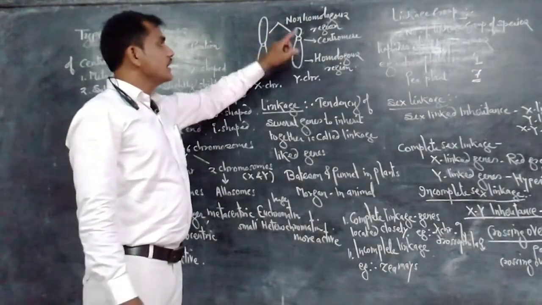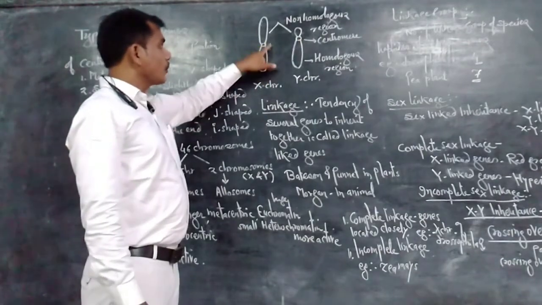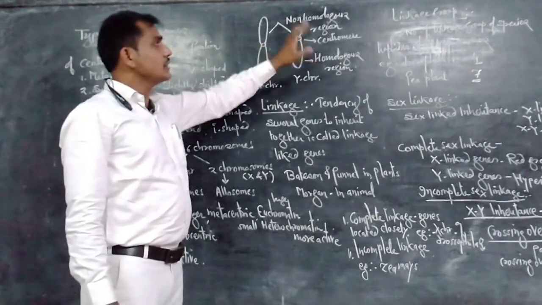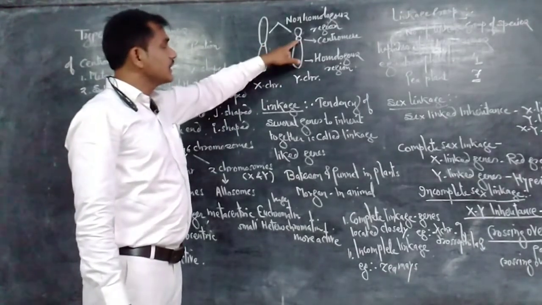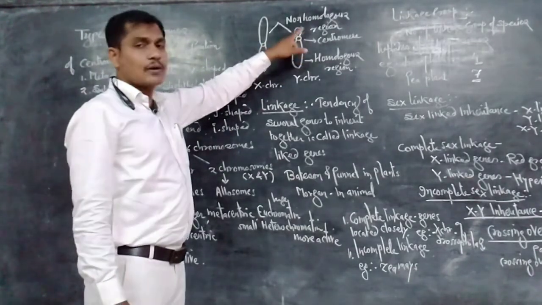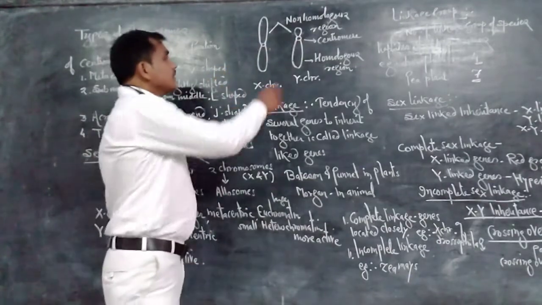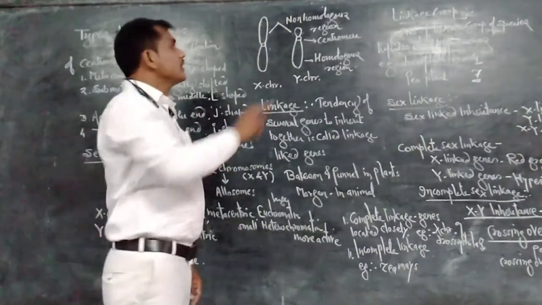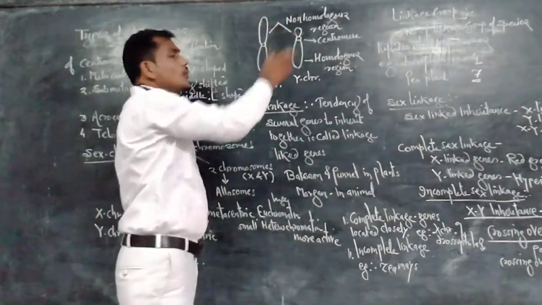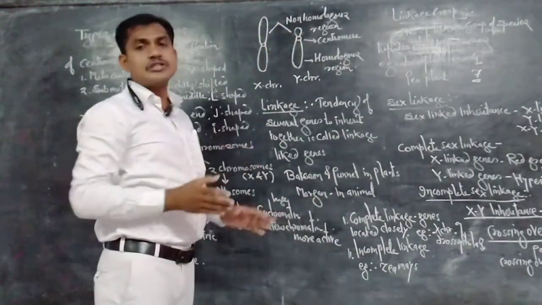Position of centromere: here it is in the middle, so metacentric; near the end, so acrocentric. See here, these two regions are homologous regions having the same type of genes, while these two regions are non-homologous regions. Here, sex linked genes are present.